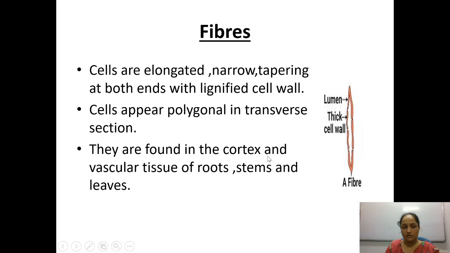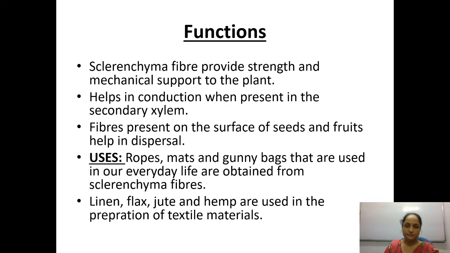कहाँ पे पाया जाता है? Cortex में. And vascular tissues में. Vascular tissues of the roots basically means xylem and the phloem. They are also present in the stems and leaves.